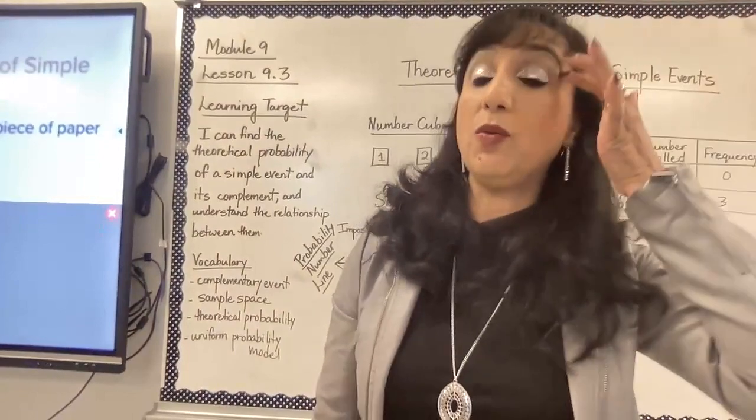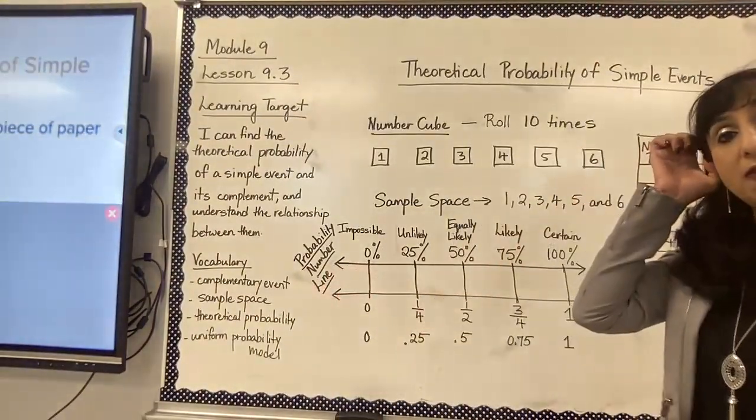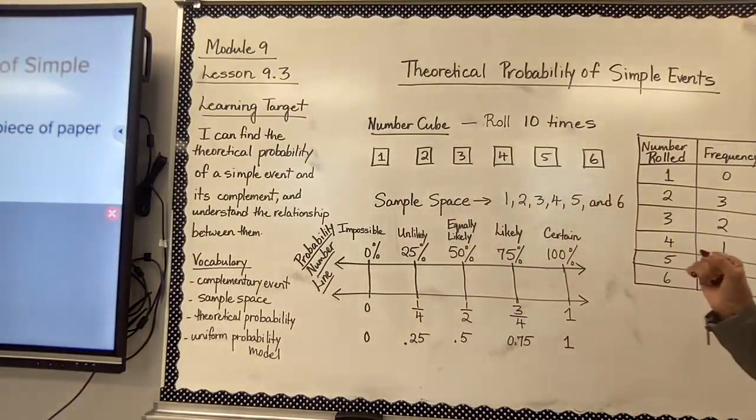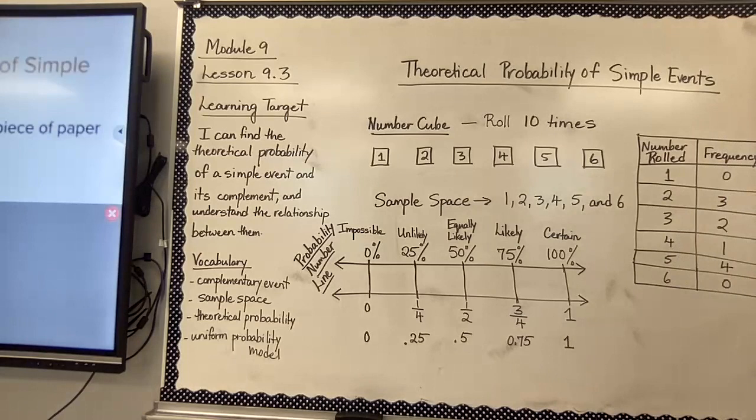So let's start with what is a sample space. I've just given an example of a number cube over here. So in a probability experiment, the set of all possible outcomes is called the sample space. Okay, so all possible outcomes is called the sample space.